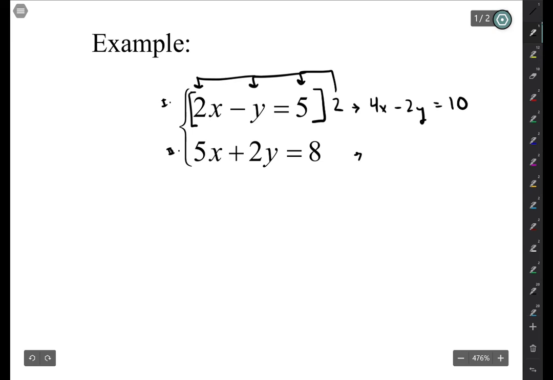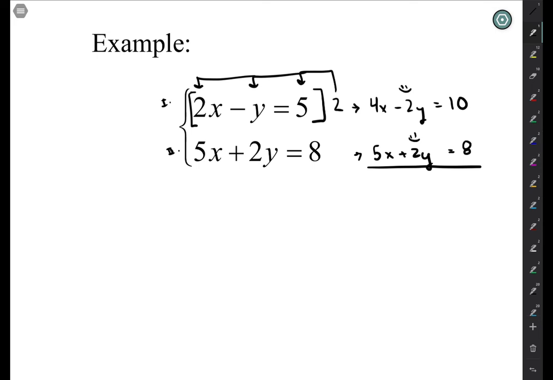Now you don't need to do anything on the bottom. You might need to in the future, but in this particular case you don't have to. 5x plus 2y equals 8. And this right here, that's what you want, opposite coefficients. So those are going to eliminate. 4 and 5 is just 9x, and then equals 18. Divide by 9, divide by 9, and x again equals 2.